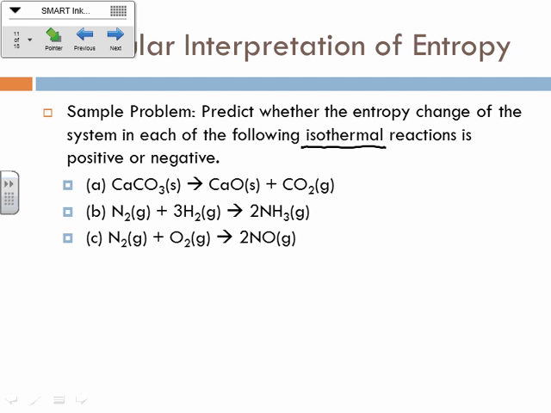So CaCO3 changing into CaO and CO2. What do we think? Increase or decrease in entropy there? Okay, there's a gas on the product side, so that's going to definitely be an increase in entropy. What about B? Okay, yeah, this one's a little bit trickier because they're all gases, right? But we've got 4 moles of gas, or 4 molecules, on the left side, and then we've only got 2 on the right side, so that's going to be a little bit of a decrease in entropy. Those molecules are going to be a little less free to move around. What about N2 plus O2 gives you 2NO?